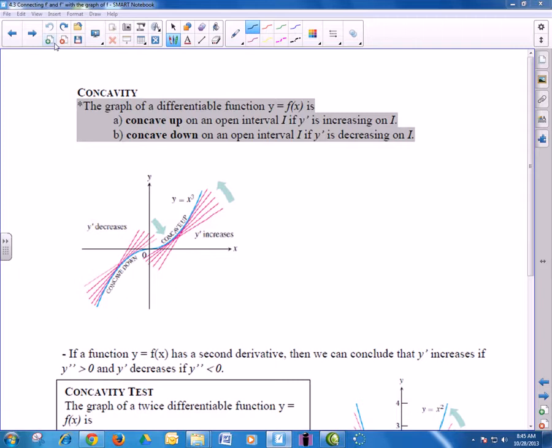Okay, in this video, our focus is mostly going to be on concavity of graphs and determining the concavity of graphs. So before we can do that, let's define that word, concavity. Concavity looks at the second derivative, and concavity tells us whether or not the first derivative is increasing or decreasing.